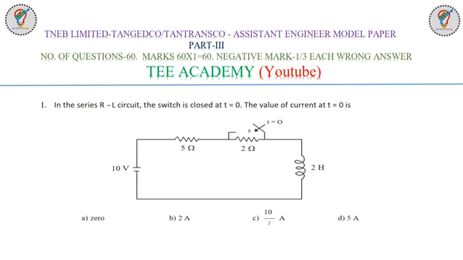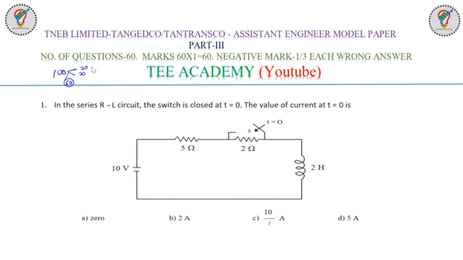In this video, I want to discuss the exam pattern of the TNEB, TANGEDCO or TANTRANSCO Assistant Engineer exam. This exam is conducted by TNEB, and will have a total of 100 questions, divided into three parts. Part 1 has 20 questions, part 2 has 20 questions, and part 3 has 60 questions, which belong to the basic engineering streams of the candidate.